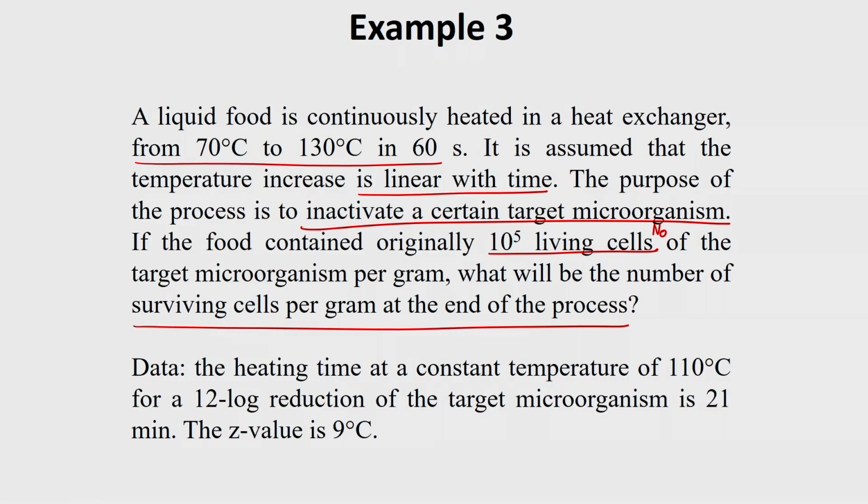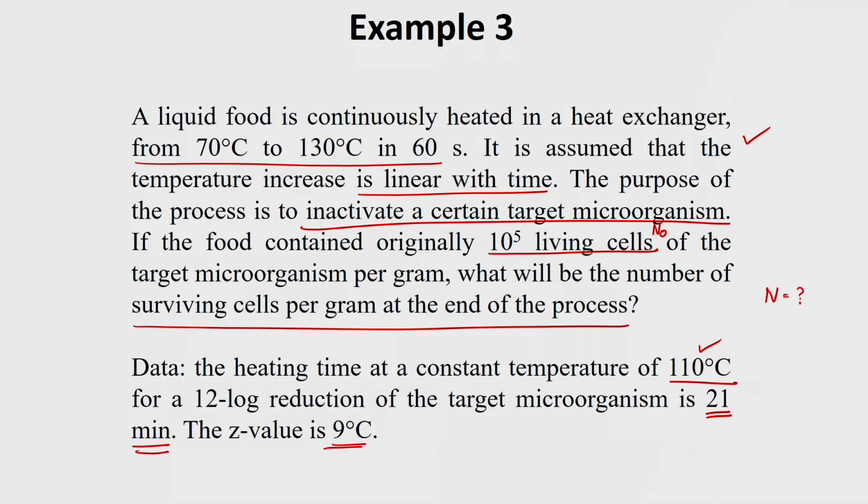So, the temperature treatment is given and the data is the heating time at a constant temperature of 110. So, as I mentioned in the previous problem, here it need not always be 120 degree centigrade and 10 degree Z value. It depends upon the temperature, right. So, here the reference condition is given as 110 degree. For a 12 log reduction of the target microorganism is nothing but 21 minutes, right, and the Z value for the corresponding data is 9 degree centigrade. So, with that we are supposed to calculate what should be my N at the end of the process.